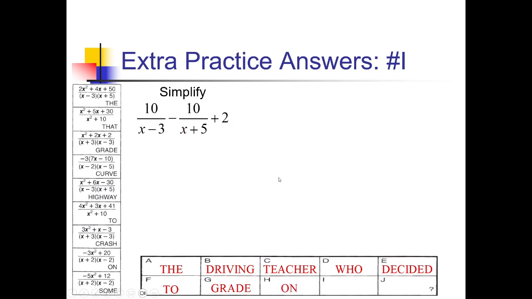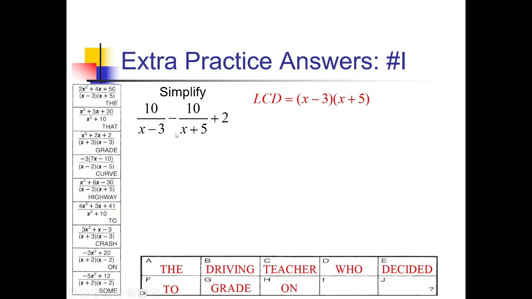For problem number I, we again have nothing that needs to be factored. So let's go straight to finding the LCD. We need an x minus 3 in there for this one, and also an x plus 5. And it looks like that's it. There's no other denominators out there. So let's start multiplying by some foo-foos to give everything the LCD.